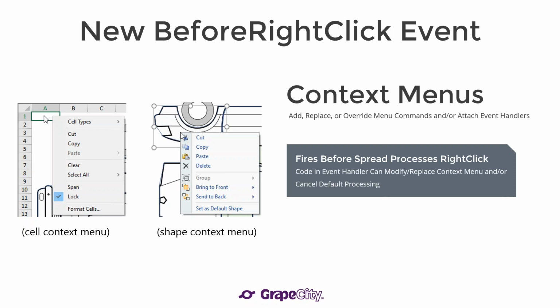The new before right-click event enables the application to customize the built-in context menus to enable or disable options, add new menu items, etc. This event fires before Spread handles the right-click and the event handler can cancel default behavior and show a different context menu if required.